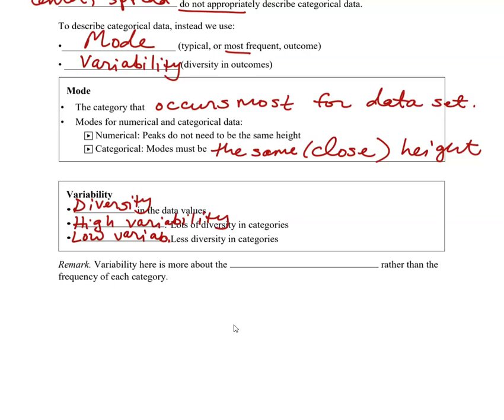the term diversity. So really the diversity in outcomes rather than the frequencies within each category. So if you have a graph where you've got a lot of responses in a lot of different outcomes, say you had 10 different categories that people responded to, versus one where maybe they only responded to 3 categories. That would be what we mean when we talk about variability.